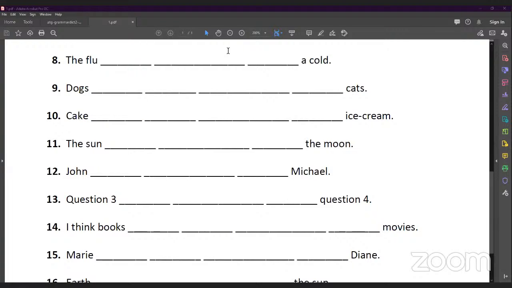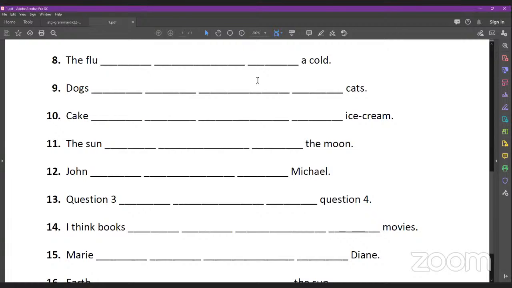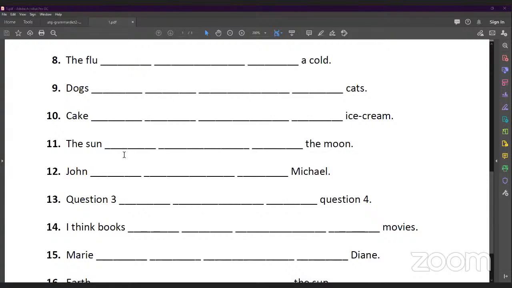12 and 13, please. Another volunteer. 12 and 13. Anyone, please. 12 and 13, please. Thank you, Ms. Ronquillo. John is busier than my turn. Question 3 is easier than question 4. Good, thank you.